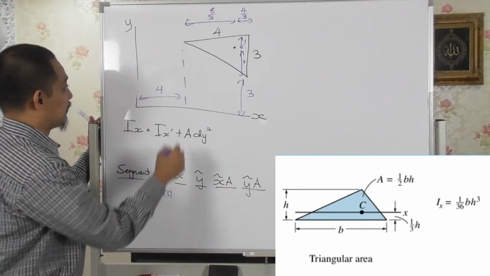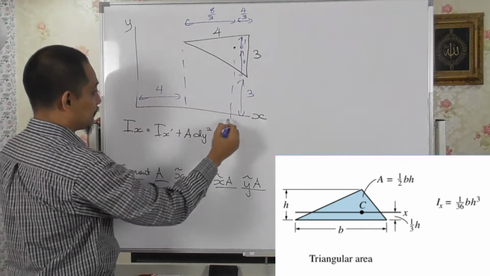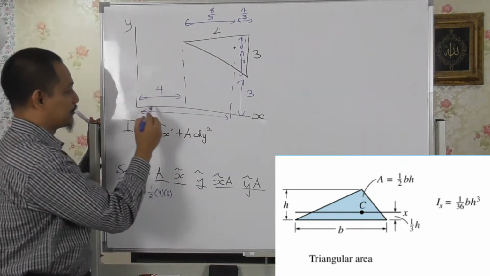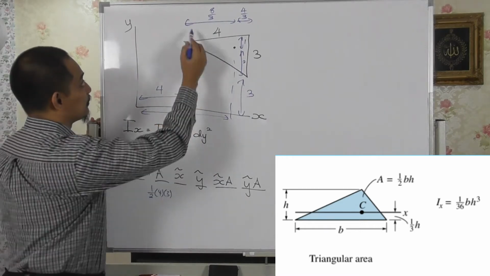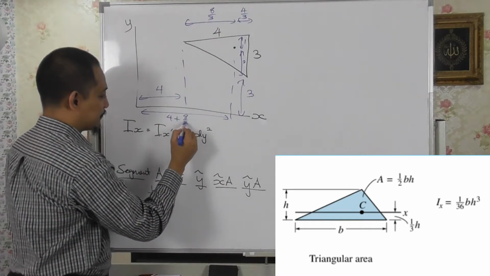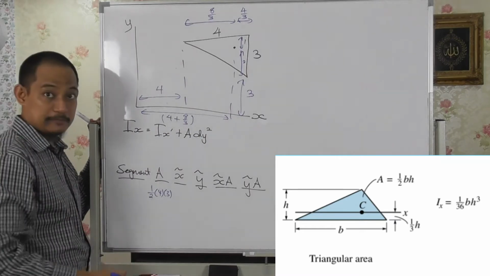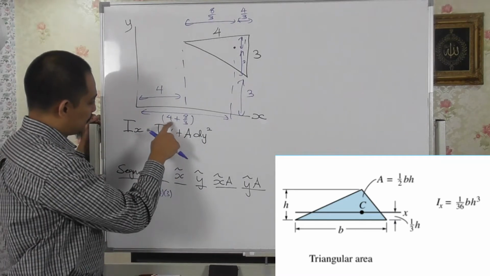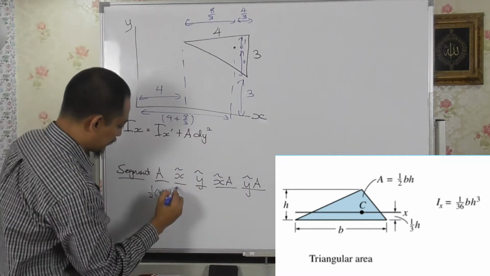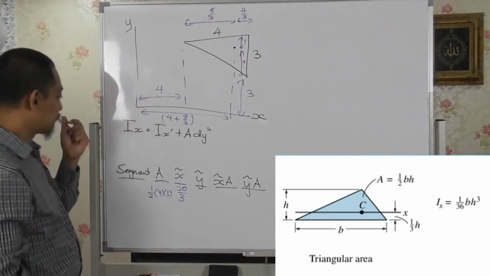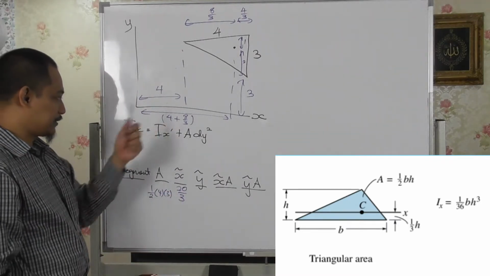So x wave is basically the whole thing here, right? Which means we have to add 4 plus 8/3, whatever that value is, right? So if we go with 12, so 20/3, right? 4 times 3 is 12 plus 8 is 20/3.